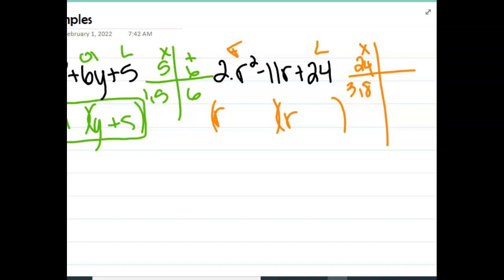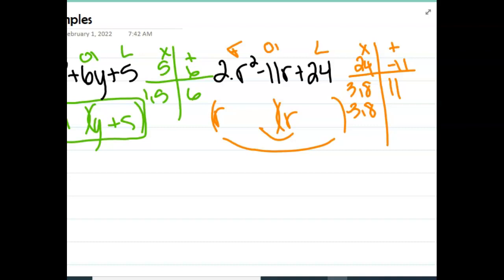Now, here's the thing. These same two numbers, when I combine the O and the I together, they are going to add to give me negative 11. And 3 and 8 give me a positive 11. Now, if I did a negative 3 and 8, negative 3 times 8 would give me a negative 24, and would add to give me 5.